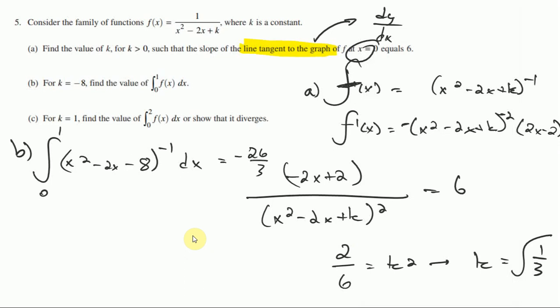Now time for part C. For k equals 1, find the value of the integral from 0 to 2 of f of x dx, or show that it diverges. So now they're being tricky. They want you to just do the integral and then realize that at k equals 1 you can't. Here, x squared minus 2x plus 1 factors into x minus 1 squared. Just a quick reverse FOIL there.